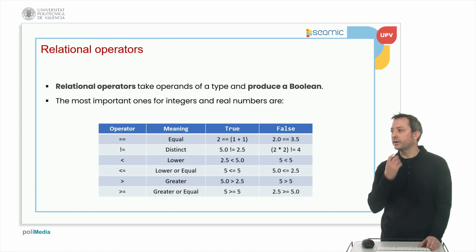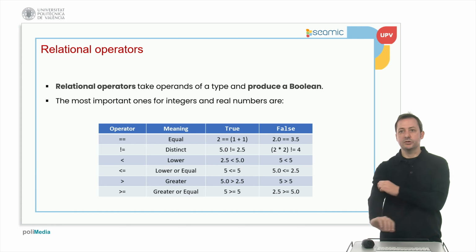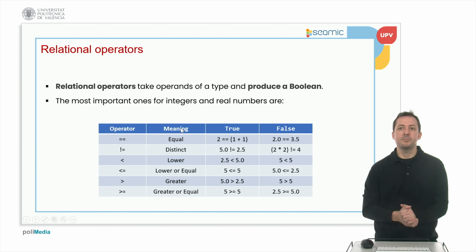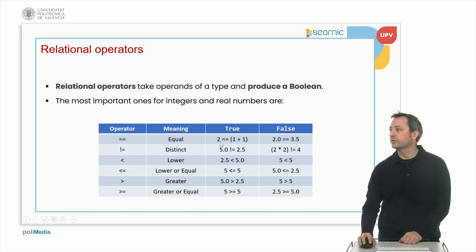Here you have other relational operators that can be used to compare these conditions. Operators such as equality, distinct, lower or equal, greater or equal. These operators are mainly used for integer or numeric values. For example, here this will return true if this value is equal to this one and false in other case.